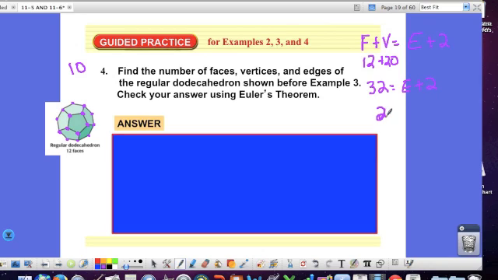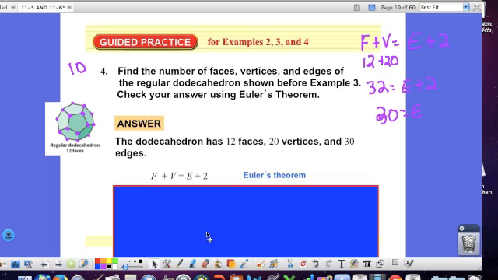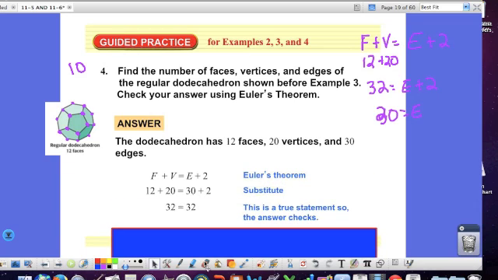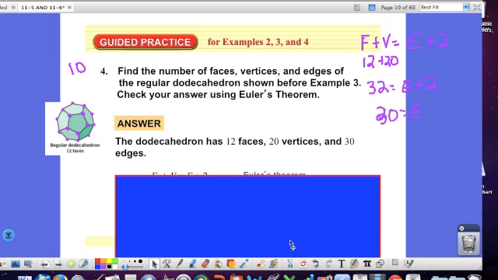So there should be 30 edges. Let's see how we did here. Okay. So if we work this out, there would be 30 edges. We found the number of faces and the vertices. I didn't start counting all the edges because I used the formula.